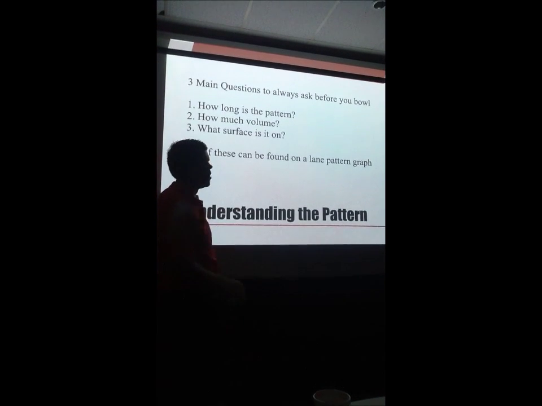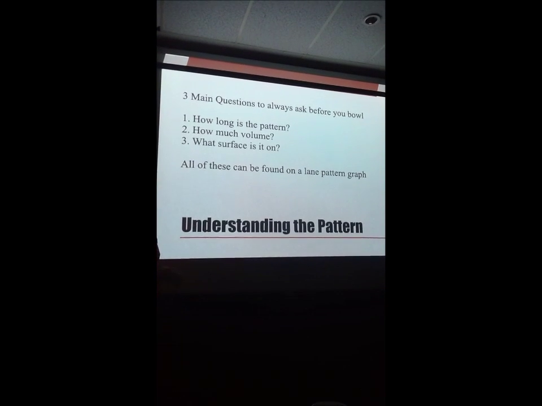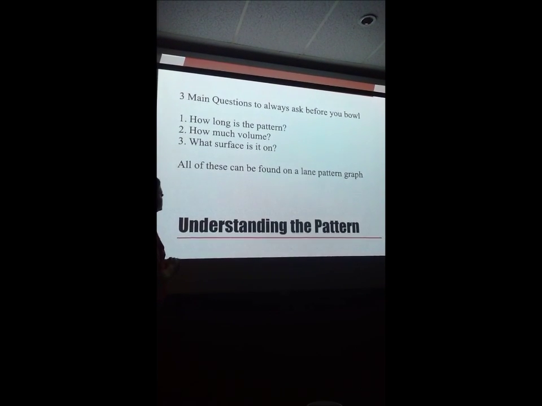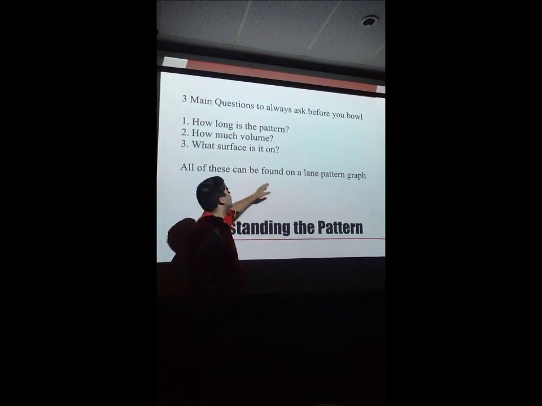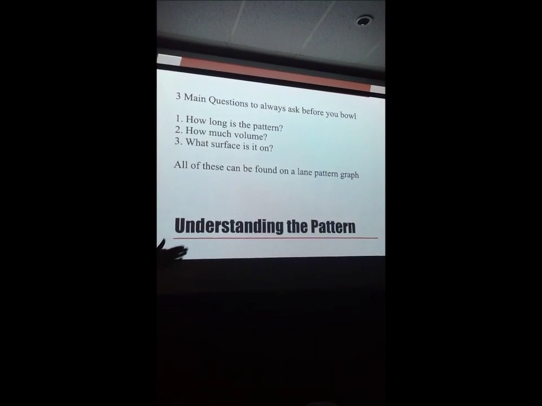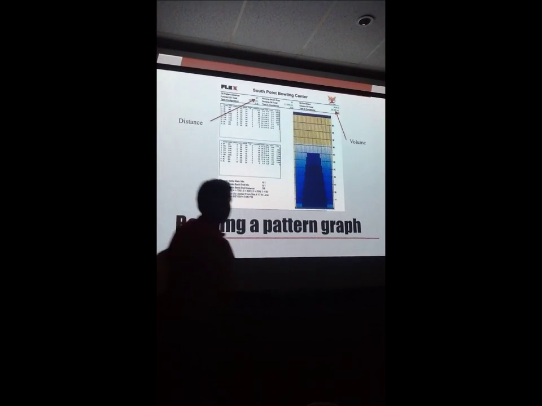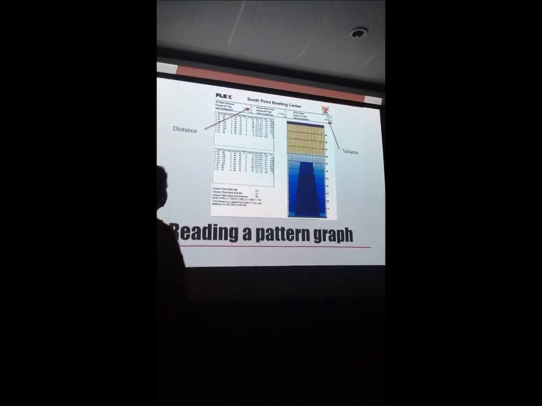So how long is this pattern we're bowling on? 35 feet, great. So we know the ball's probably going to hook a lot. Okay, and how much volume is on there? Well, we have to look at the lane graph to find out. All of these can be found on a lane graph, except for the lane surface. You can kind of look at it and tell. Go ahead, next slide. Here we go. This is a lane graph. Reading a pattern graph, okay?